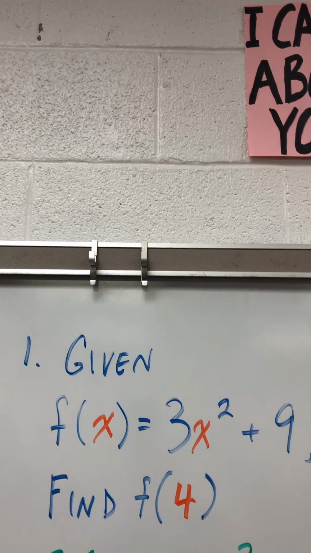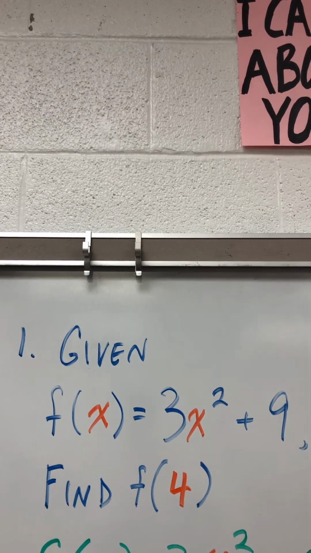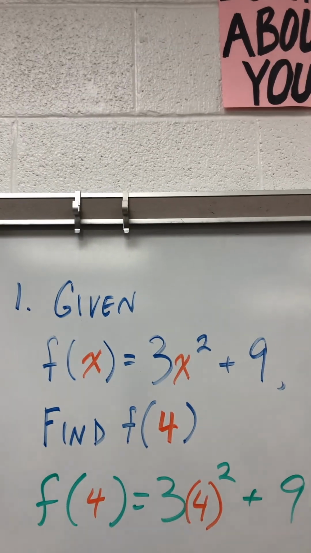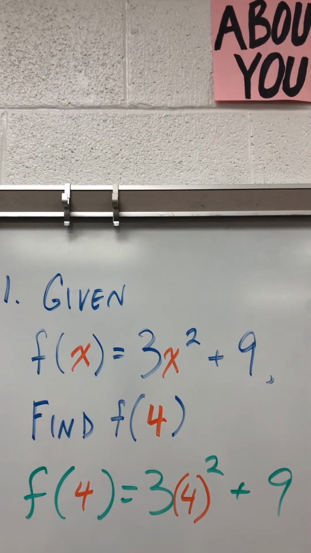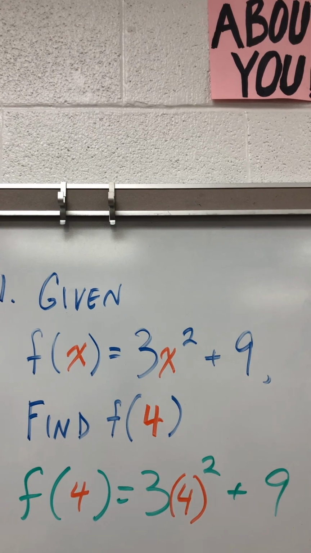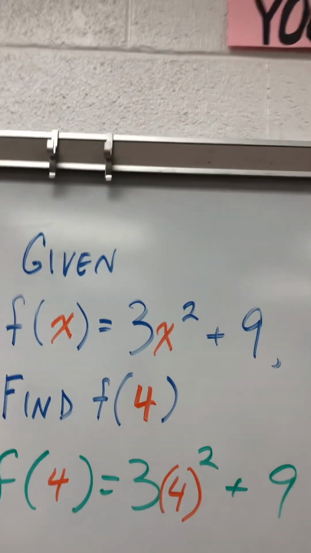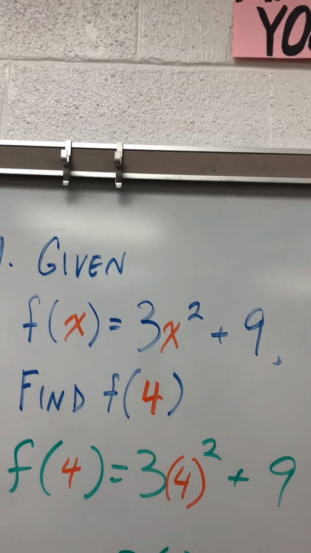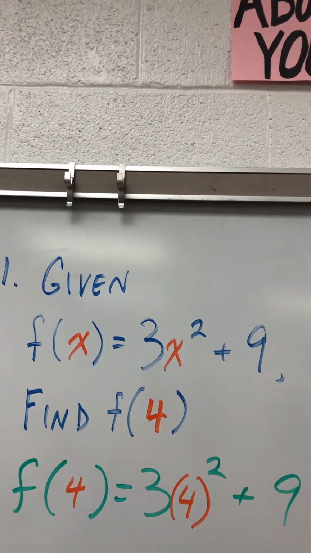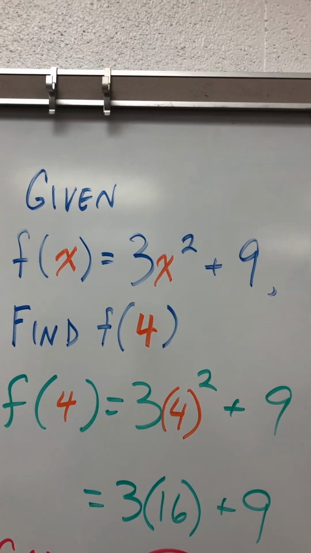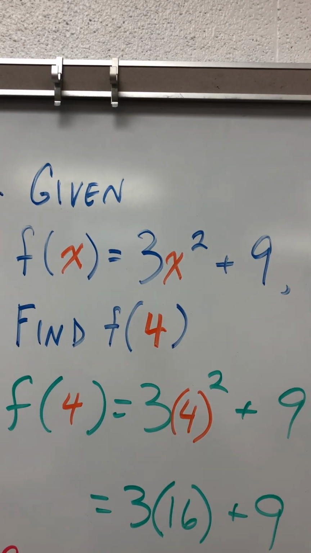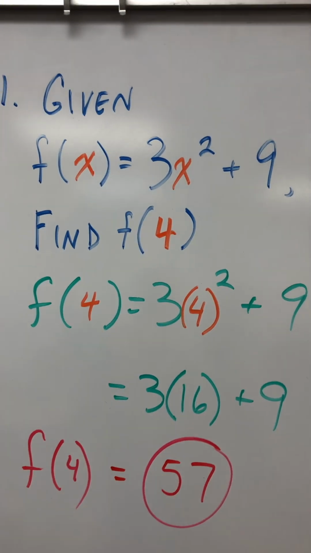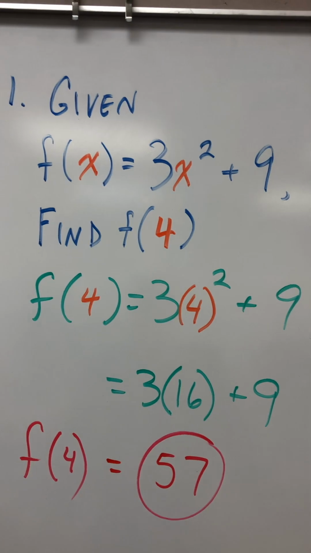So to find f of 4, all that means is you put in 4 instead of x, wherever you see an x. Okay, so f of 4 equals 3 times 4 squared plus 9. You do the 4 squared first, order of operations, right? 4 squared is 16. Then 3 times 16 is 48, plus 9 gives you 57. Okay?